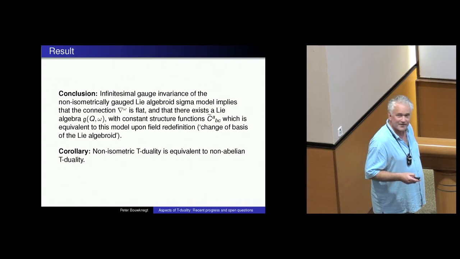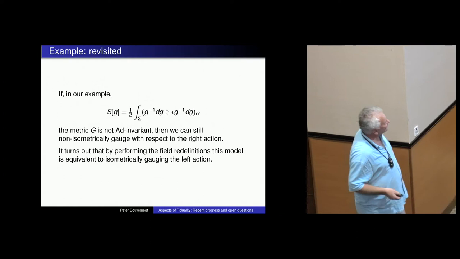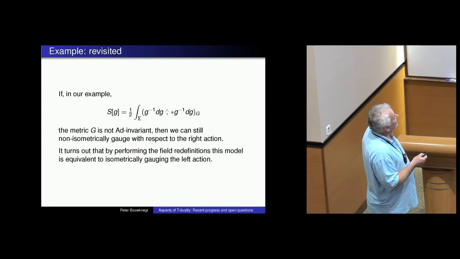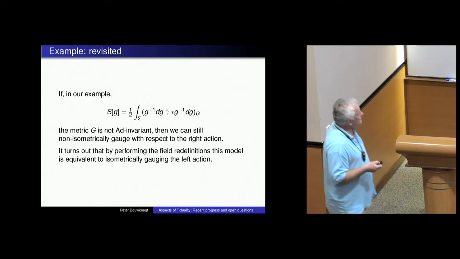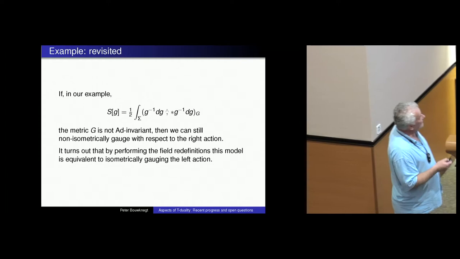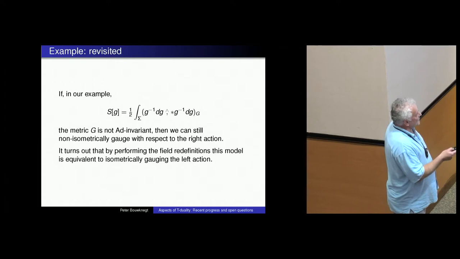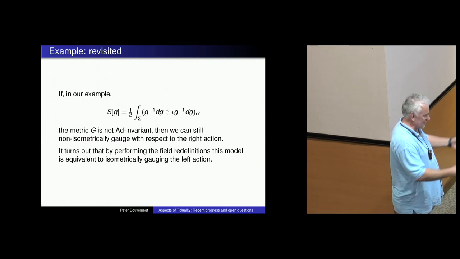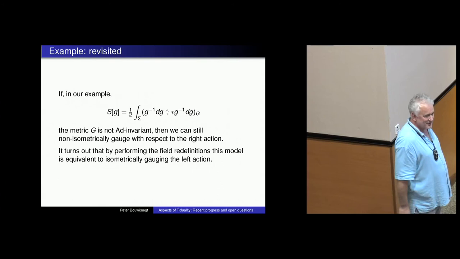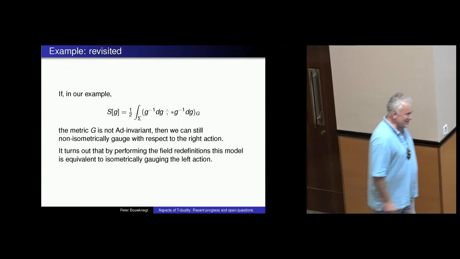So to explain what's happening in this original model that I wrote down, it's completely natural if you think about this particular model. I've told you that I have both left and right invariance if this is a Killing metric. But if it's not a Killing metric, then we can apply our new procedure of non-isometric gauging with respect to the right action. And it turns out if we then do our basis transformation, then the model is just equivalent to this model where our vector fields act on the left. So it's just isometrically gauging with respect to the left action, under which this is invariant. So you've just interchanged the left and right action. But from this point of view, it's really natural what's happening.